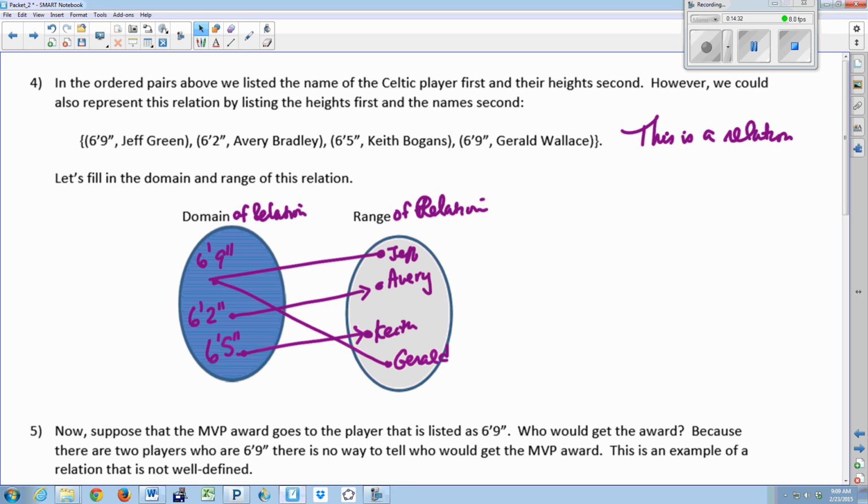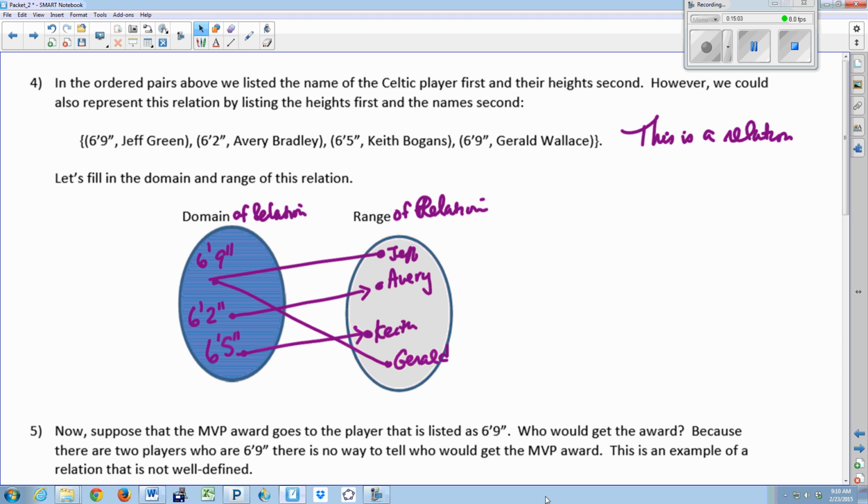All right. Okay, so now the end of the season comes, and we want to give out the most valuable player award. That's what MVP stands for. And it's going to go to the player who's 6'9". So I go to here, and I see 6'9". Who do I give the award to? Oh, it can only go to one of them. Which one does it go to? We can't give it to both. We split it in half. We'll cut the trophy in half, okay?